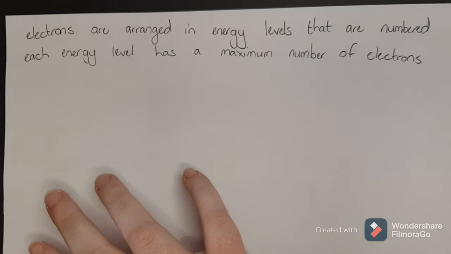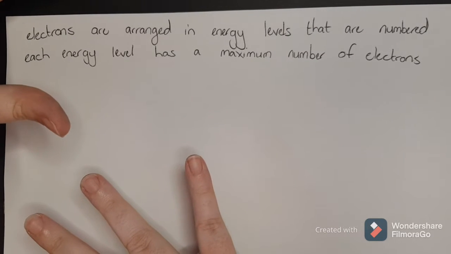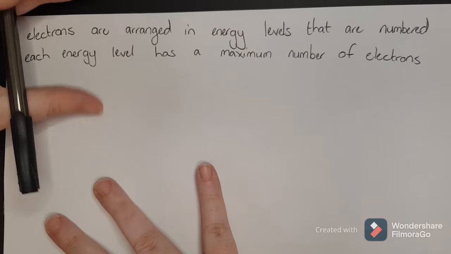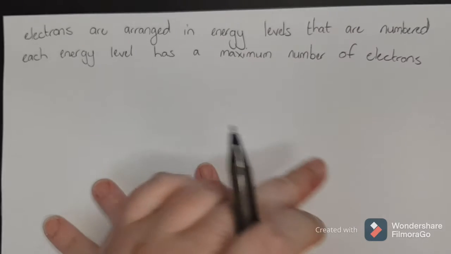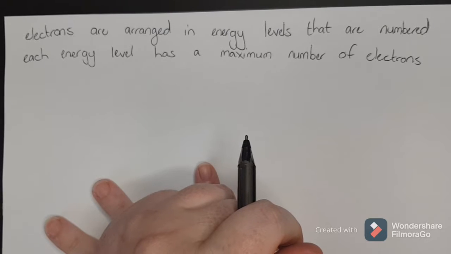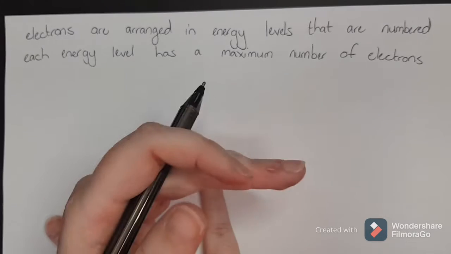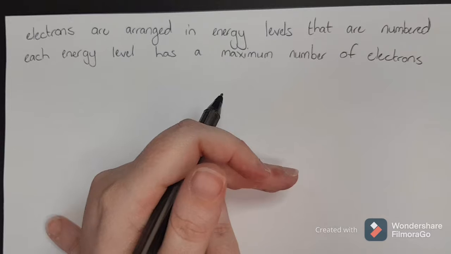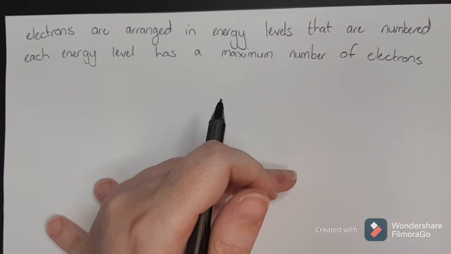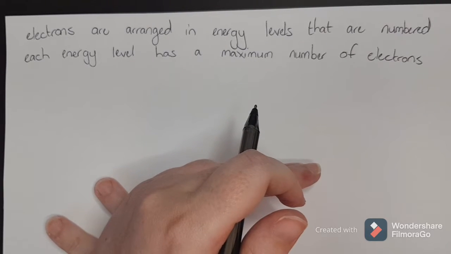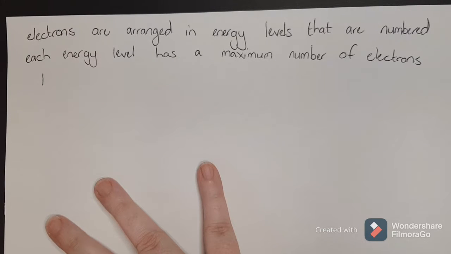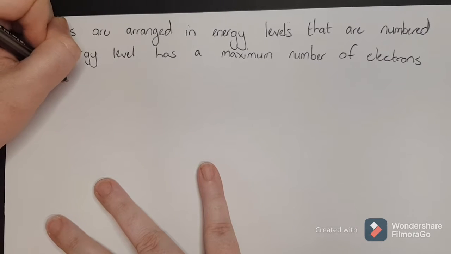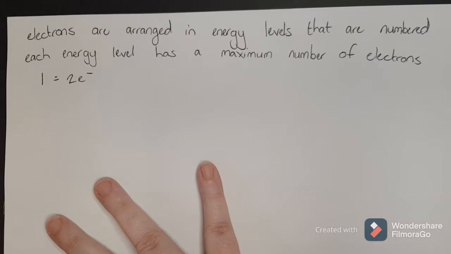When looking at the structure of an atom, we need to look at how the electrons are arranged around the nucleus of that atom. So electrons are arranged in energy levels that are numbered, starting with 1 being the lowest energy level going up, and each energy level has a maximum number of electrons. So energy level 1, which would be closest to the nucleus, has the least amount of energy, and that can have 2 electrons in it.